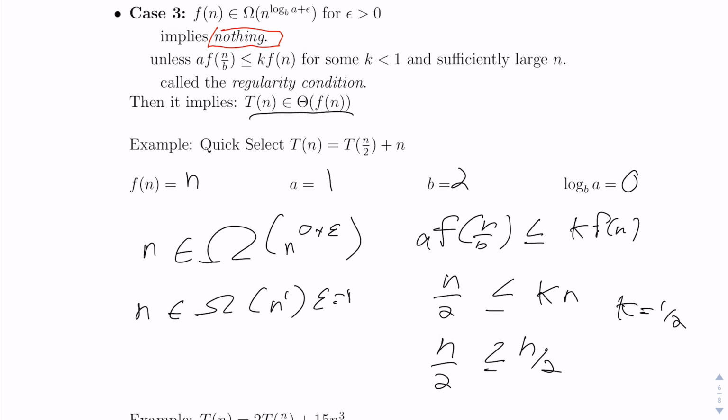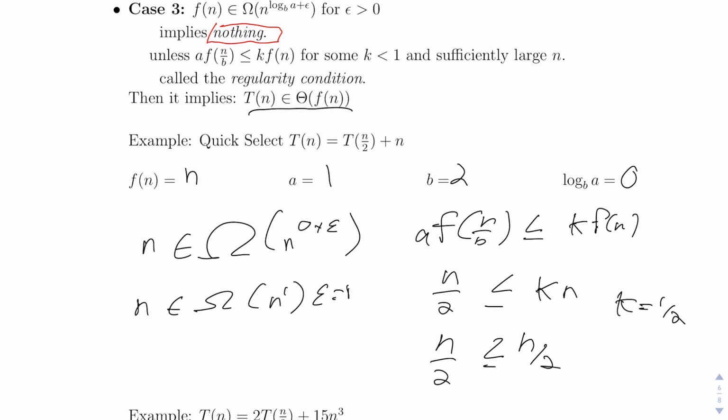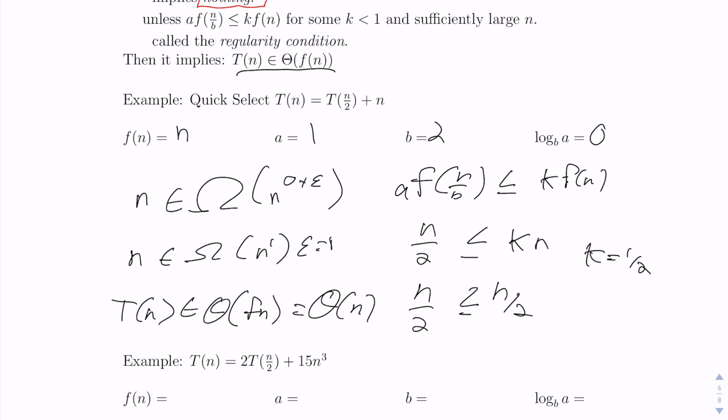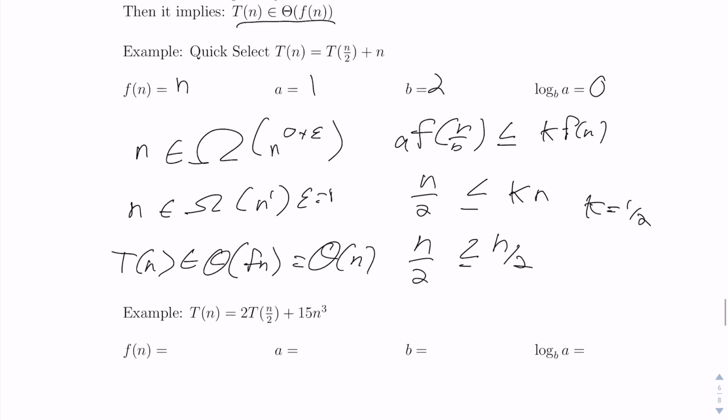That seems legitimate, right? So now that our regularity condition is satisfied, now we know that T of n is in theta of f of n, which is equal to theta of n. Everybody get how we got there? Any questions about this specific example? We have another one below it.